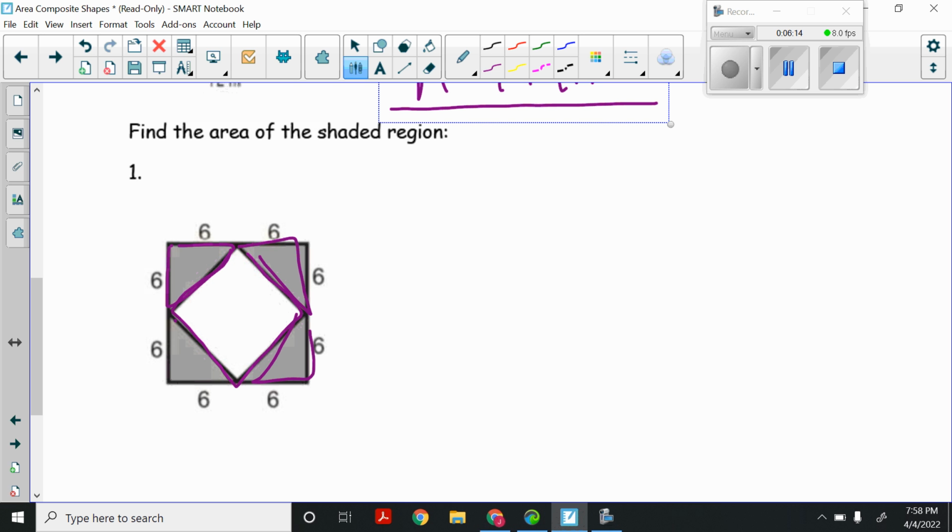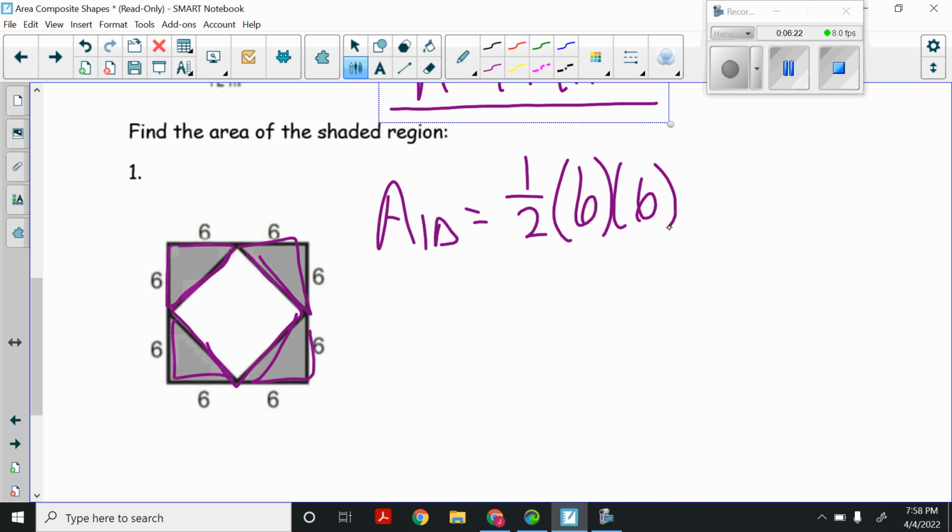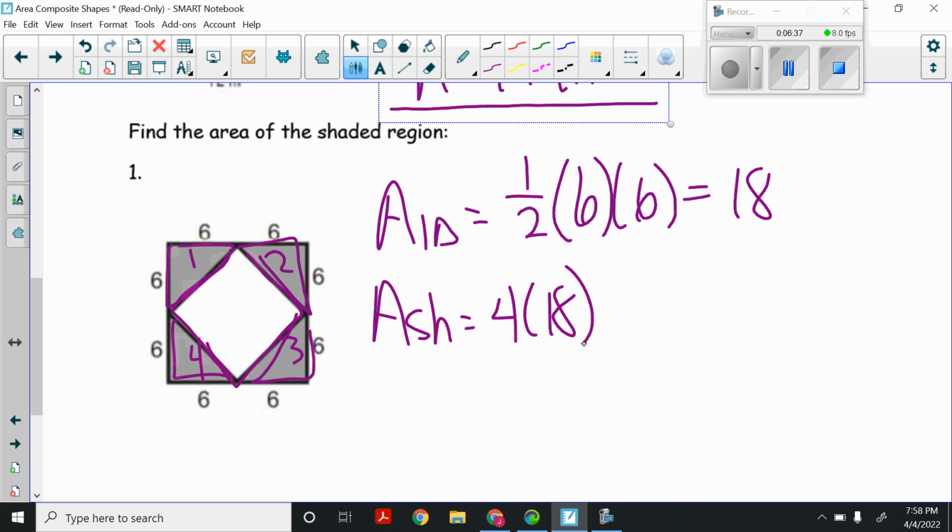They're triangles. So if I find the area of one triangle, that's 1/2 the base, 6, times the height, 6. So half of 6 is 3. 3 times 6 is 18. But now I have 1, 2, 3, 4 of those. So the area shaded is going to be 4 times 18. So 18 times 4 gets me 72 square units.